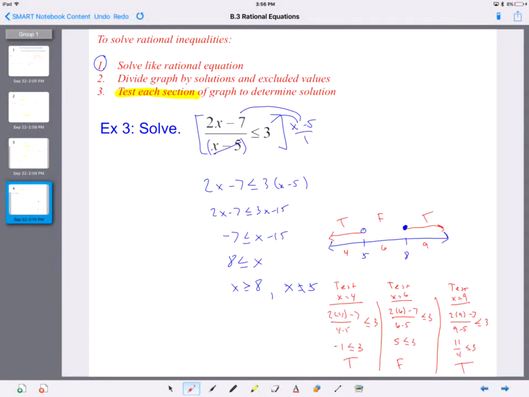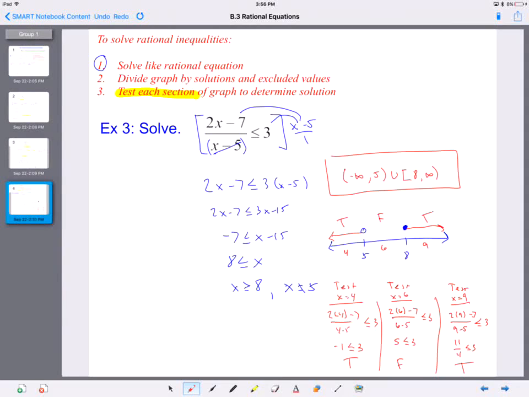And so there's our solutions to the rational inequality, but we still need to write them and not just graph them. So we want to say all values that are less than or equal to 5, or values that are greater than or equal to 8. And so there's your final answer.